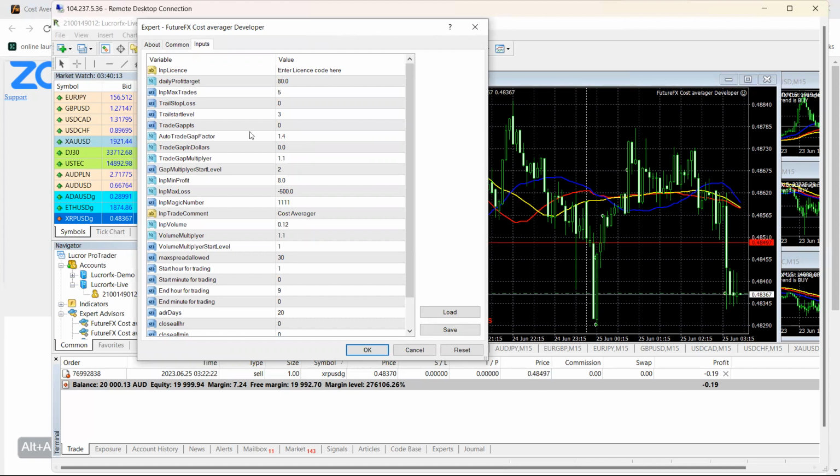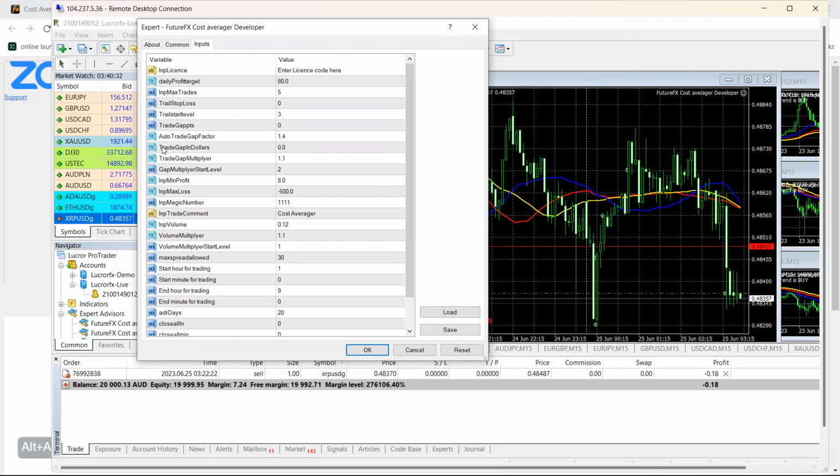And if you're using that auto feature, it's going to adjust the trade distance based off how volatile that pair is. The other options are, if you just leave the auto trade gap factor as 0, you can enter your own points. So you can just manually decide you want your trades to start at 200 points apart, for example, and you can put that in there.